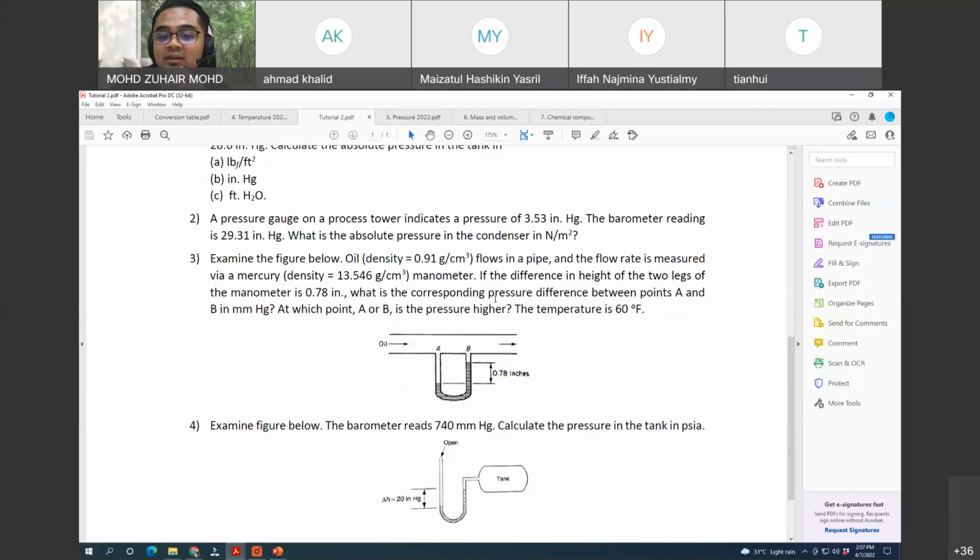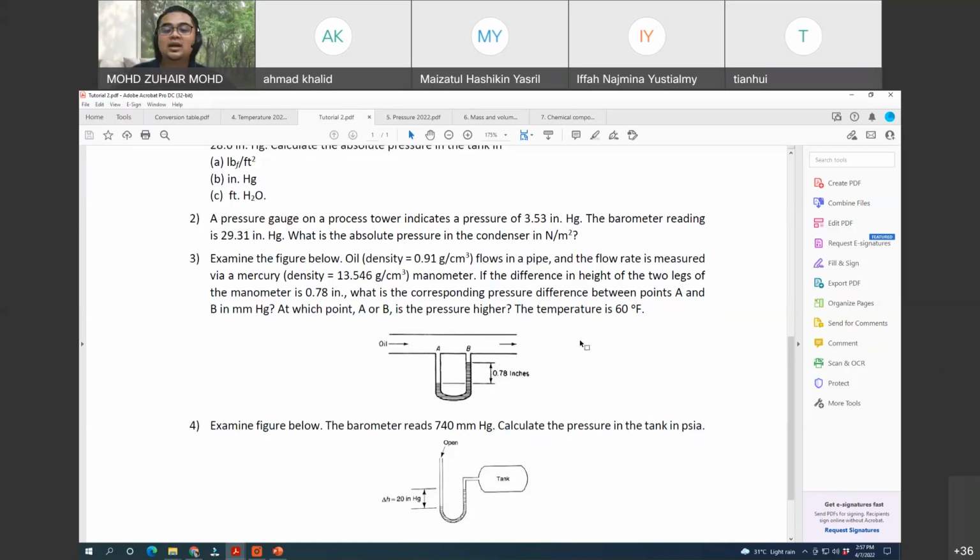What is the corresponding pressure between point A and point B in millimeter mercury? At which point, A or B, is the pressure higher? Okay, so we already know. At point A the pressure is higher. The temperature is 60 degree Fahrenheit.